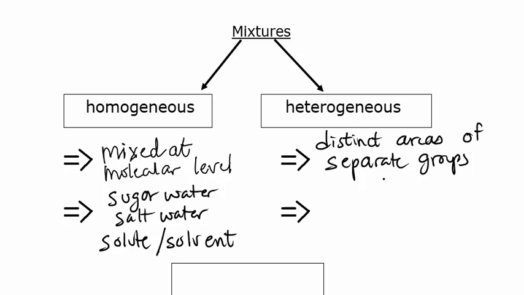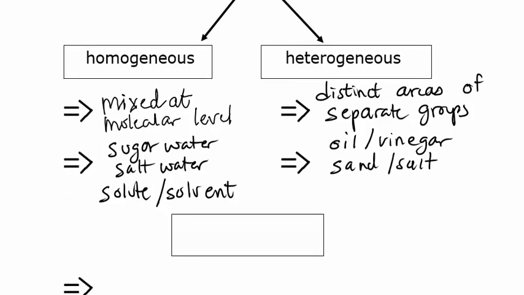In a heterogeneous mixture, you have larger globs of particles that are all of one type, and examples of that would be oil and vinegar. Like when you make a salad dressing, you can shake them up and get them somewhat mixed, but they tend to separate out into their distinct groups. Another example would be sand and salt. When you mix them, you can still see distinct units of sand and salt, and you don't talk about a solute or a solvent.